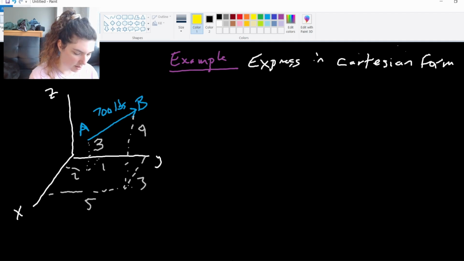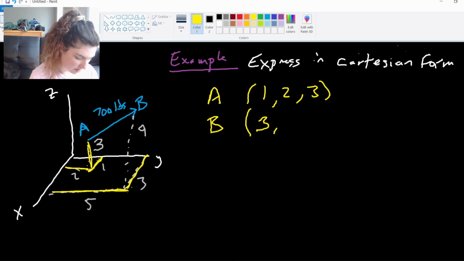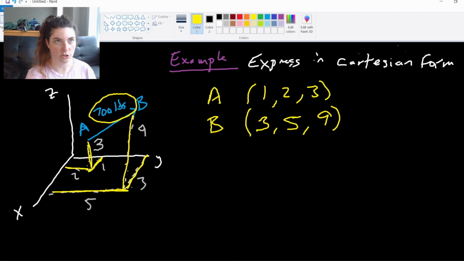If you can't see it clearly, I'll write it here. Our A point in space is located at x coordinate 1, that's this distance here, 1. The y coordinate is 2, and the z coordinate is 3. And our B has a position of an x coordinate of 3, a y coordinate of 5, and a z coordinate of 9. So we want to take this position vector. This is a force vector of 700 pounds. And we want to put this in Cartesian form.